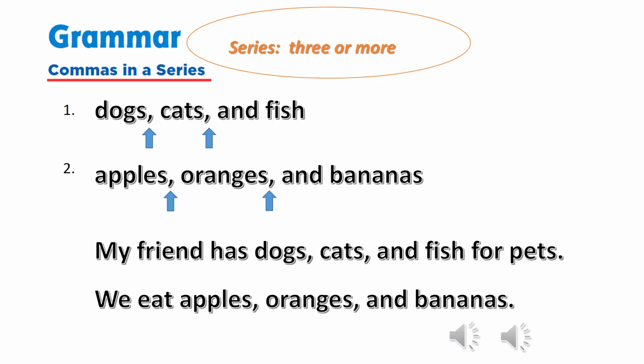And this week we will also take a look at another way that we use a comma when we write. When you have 3 or more nouns in a series, you need to separate them with commas. So for the first example, dogs, comma, cats, comma, and fish. In the next example, apples, comma, oranges, comma, and bananas. My friend has dogs, cats, and fish for pets. We eat apples, oranges, and bananas.